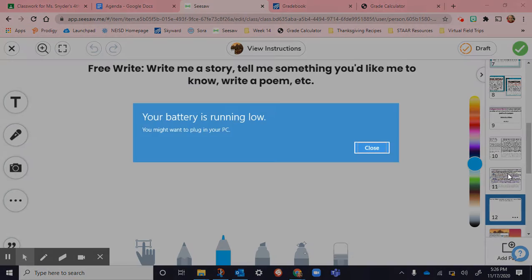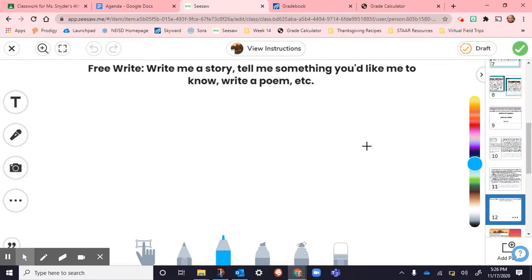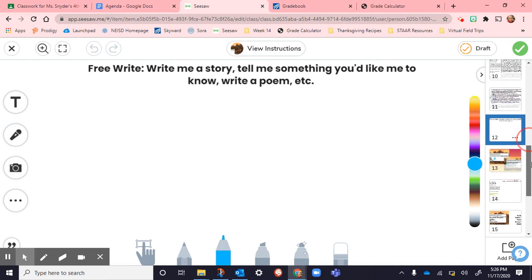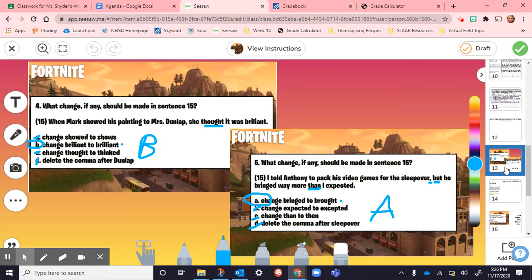So here on page 13, we went over these 2 questions. And so on this one, this was a spelling error, so we had to fix that. And then on 15, changing the word bring to brought.